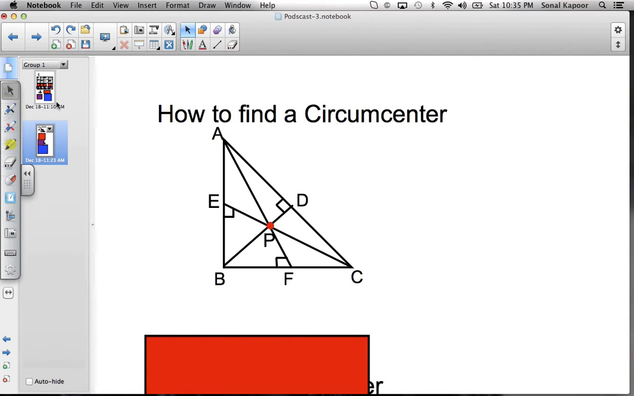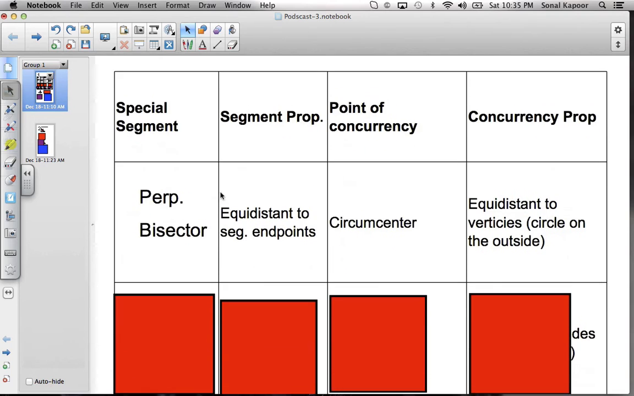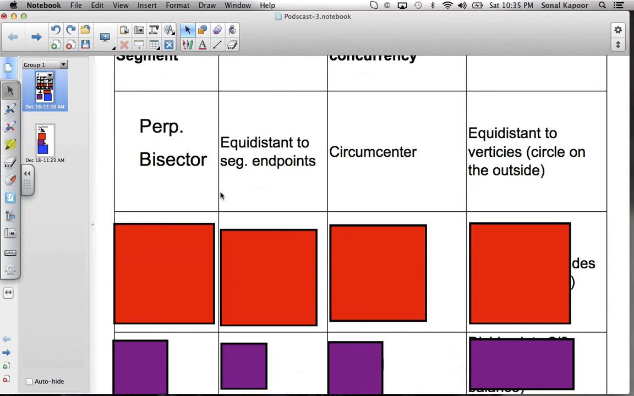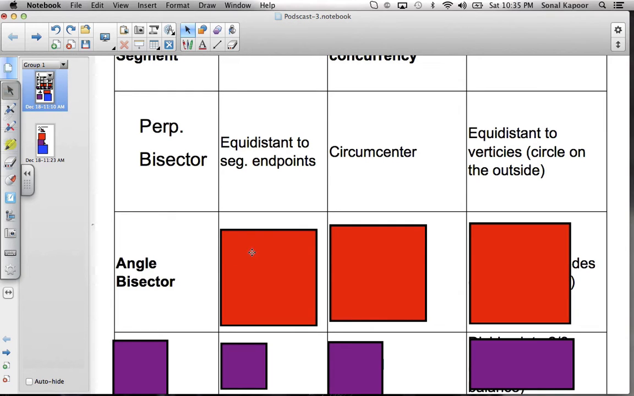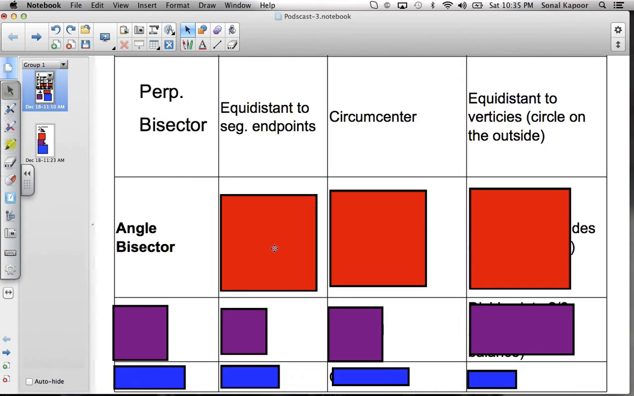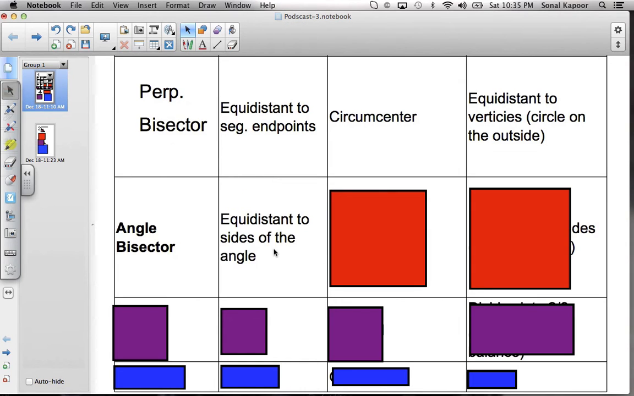Our second special segment is an angle bisector. If a point is on the bisector of an angle, then it is equidistant from the sides of the angle.